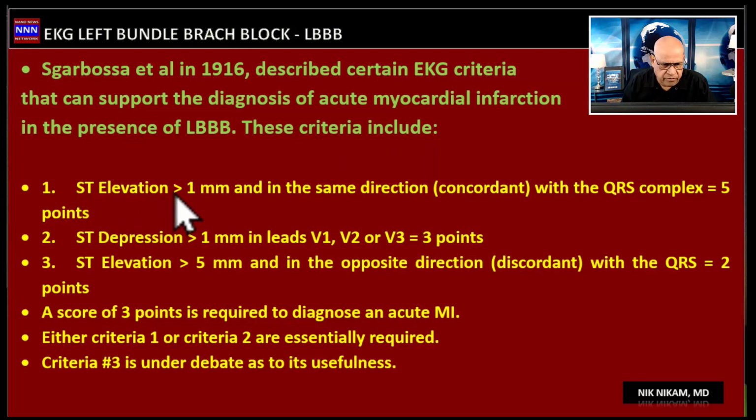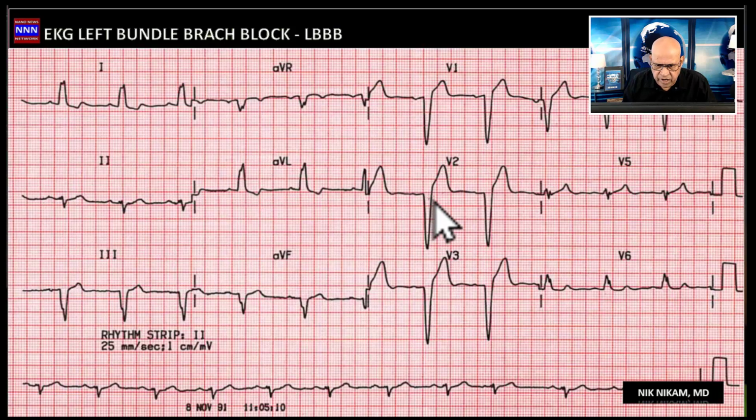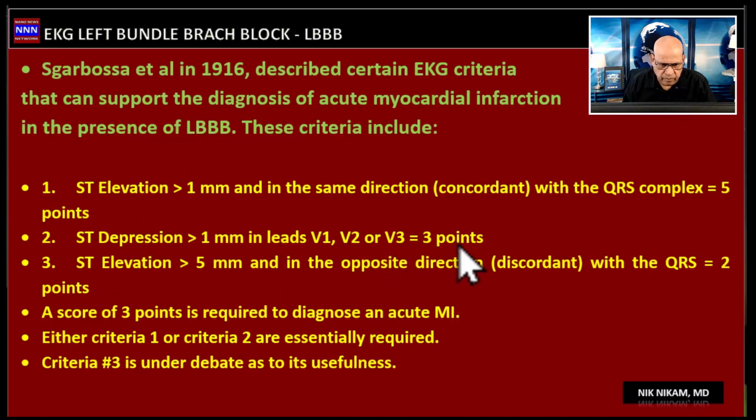If you see an ST elevation of greater than 1 millimeter in the same direction as the QRS complexes, that's 5 points. As I showed you, in a patient with the left bundle branch block, we have ST depression in the lateral chest leads. If you see an ST elevation in these leads of 1 millimeter, that is a significant 1 point. If you see an ST depression of 1 millimeter in V1, V2, V3, let's go back to that here. If you see ST depression in the anterior leads, that accounts for 3 points. If you see an ST elevation in the opposite direction of the QRS complex, that is 2 points.